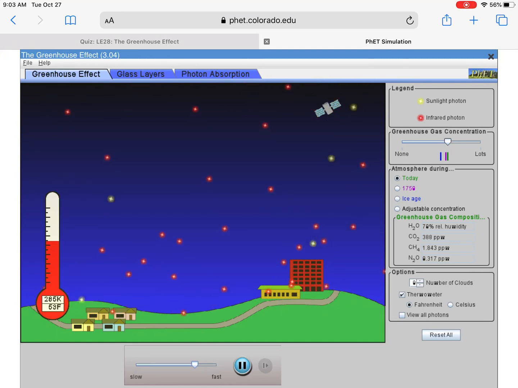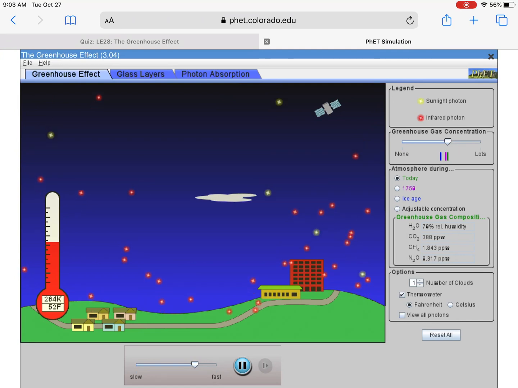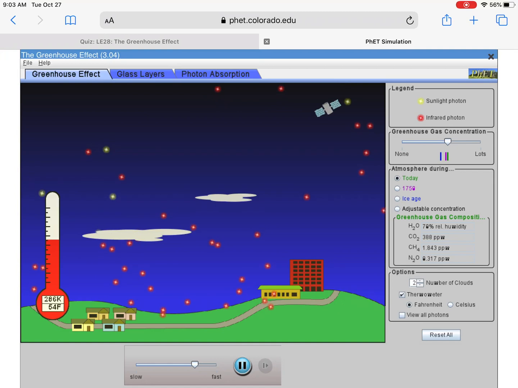What we're going to do next is add clouds. So we're going to see if the addition of clouds, so I'll add one at first, does anything to the temperature. So keep your eye on the temperature change. We're at a stable 52, 53. So I'm going to add another cloud. This is at night when we have a lot of clouds.